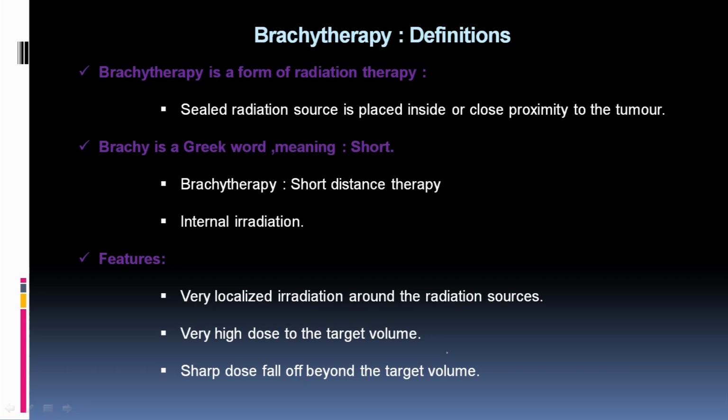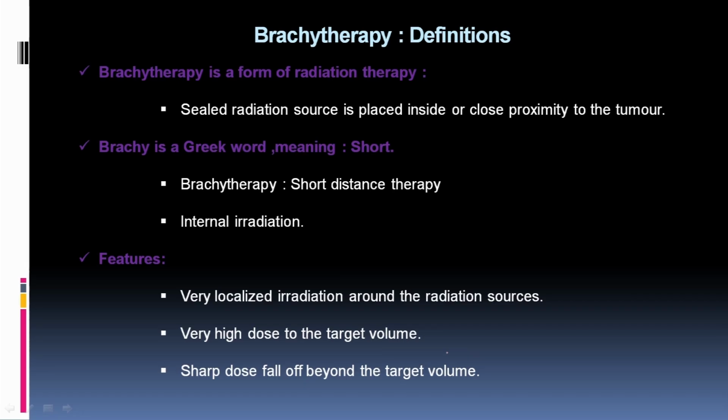In brachytherapy, as we place the radioactive source or radiation source within the tumor, we give very localized irradiation, or very conformal irradiation, around the radiation source, and we can give a very conformal type of dose distribution from brachytherapy.